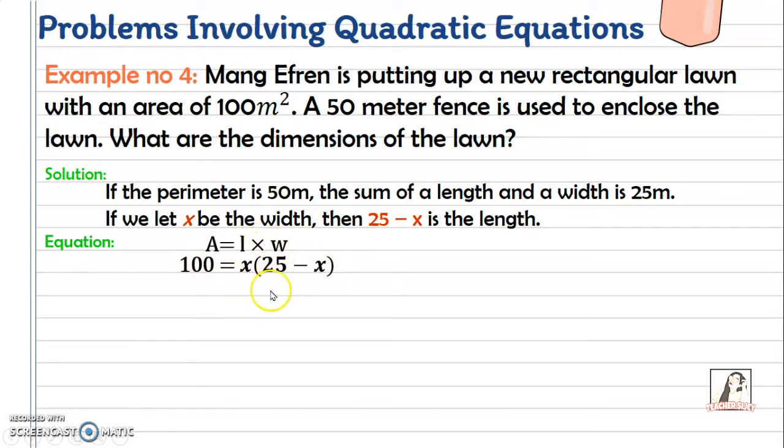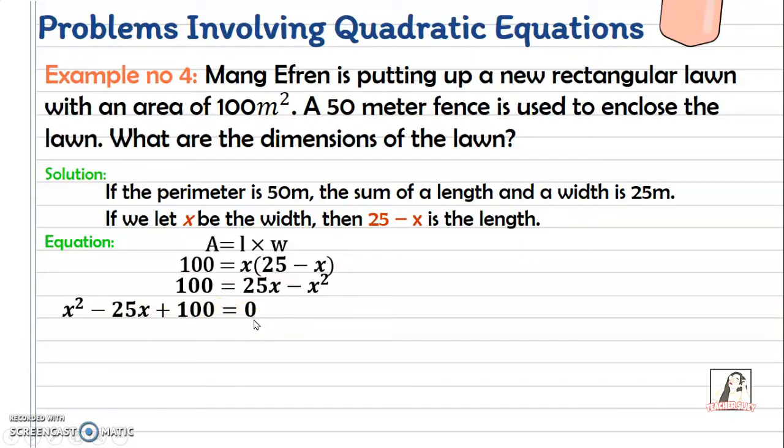So, ang una natin gagawin dito is to distribute x doon sa terms na nasa loob ng ating parenthesis. So, we have x times 25 equals 25x. X times negative x equals negative x squared. So, we have 100 equals 25x minus x squared. Next, kailangan natin gawin itong equation na to sa kanyang standard form. So, the standard form in this equation is x squared minus 25x plus 100 equals 0.